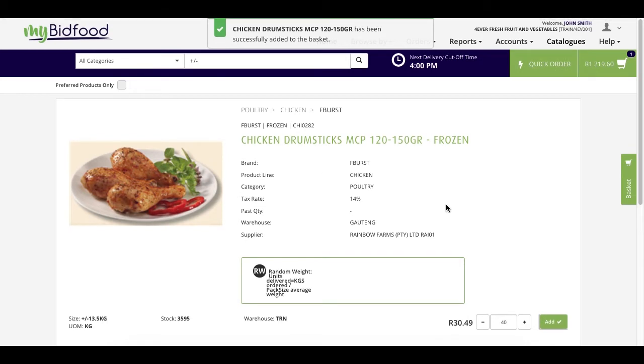This will instruct our staff at our branches to pick 3 units of this product, but to weigh it and to charge you per kilo price.